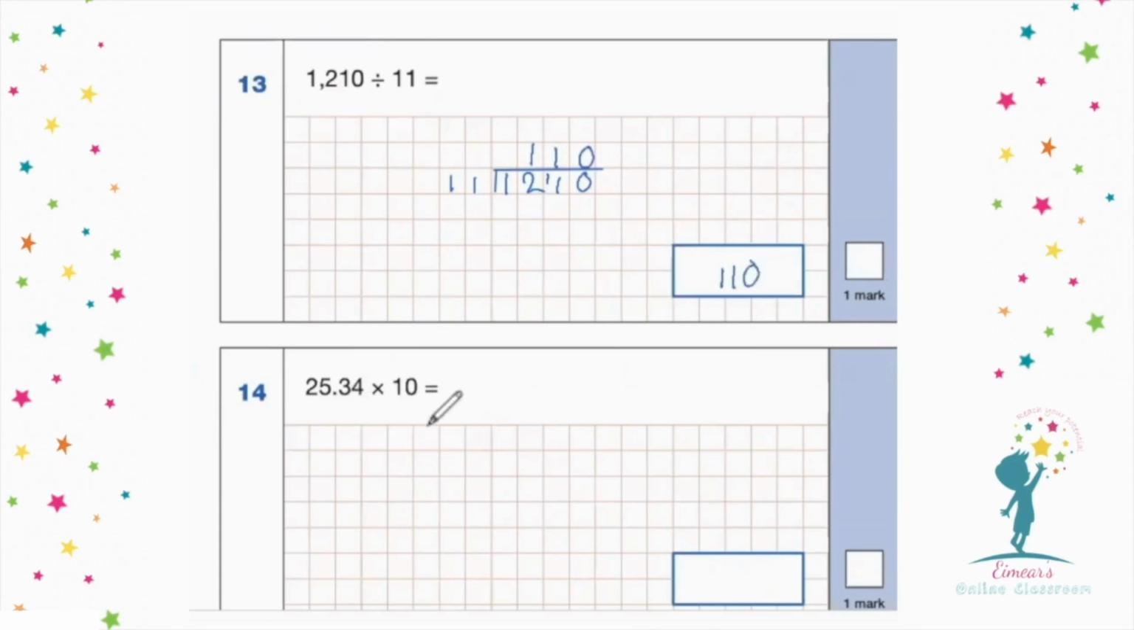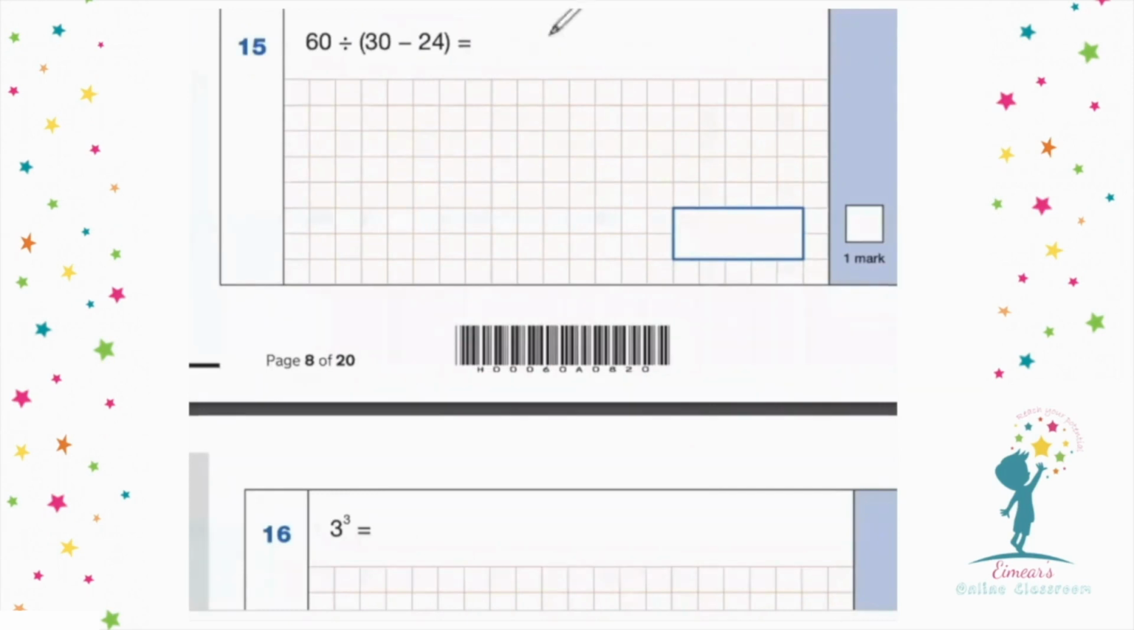25.34 times 10. This is about place value again and knowing the difference. So when we multiply with decimals, if we multiply by 10, the digits move one place value to the left. So our answer is going to be 253.4.